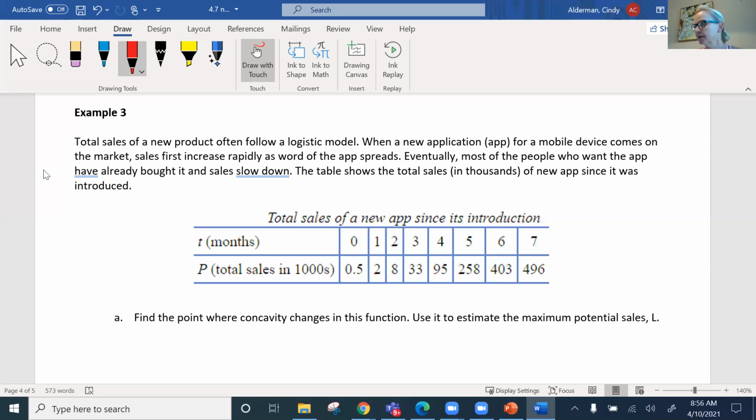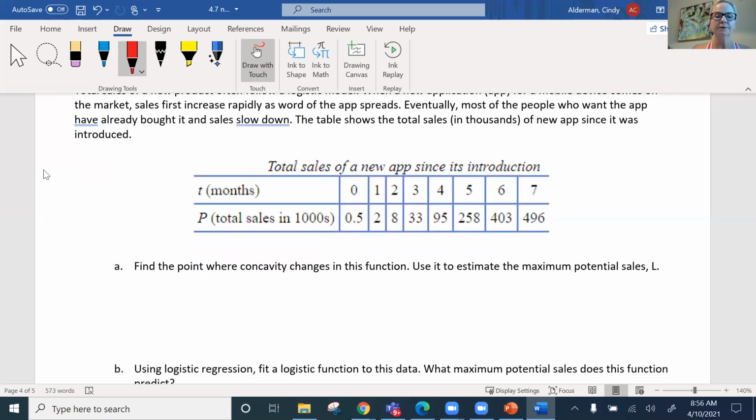But I do have a calculator, and I think I can show it to you on the screen. We'll see how that goes. Okay, so first it says find a point where concavity changes in this function. Use it to estimate the maximum potential sales L.